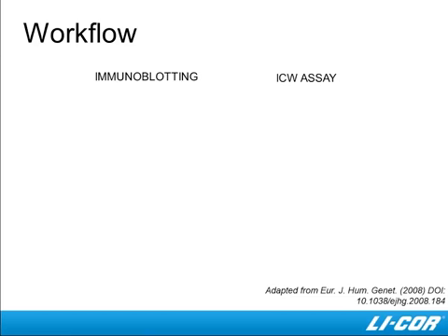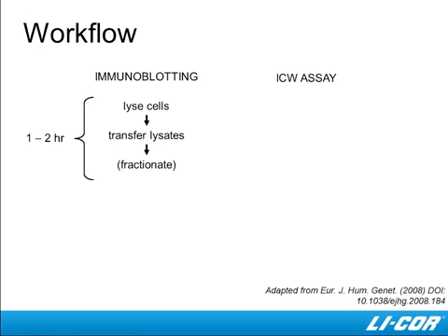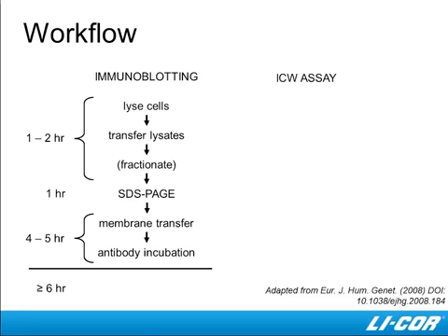Now, let's compare a typical workflow with a traditional Western blot on the left and the In-Cell Western assay on the right. Currently in the lab, if you did a signal transduction activation, you do your cell treatments, remove media, lyse the cells, transfer your lysates perhaps to Eppendorf tubes, spin out insoluble material, perhaps fractionate further. Once you have a sample, you have to determine protein concentration, load SDS-PAGE gels, run the gels, transfer the gels to membranes, and then you begin blocking and antibody incubations.